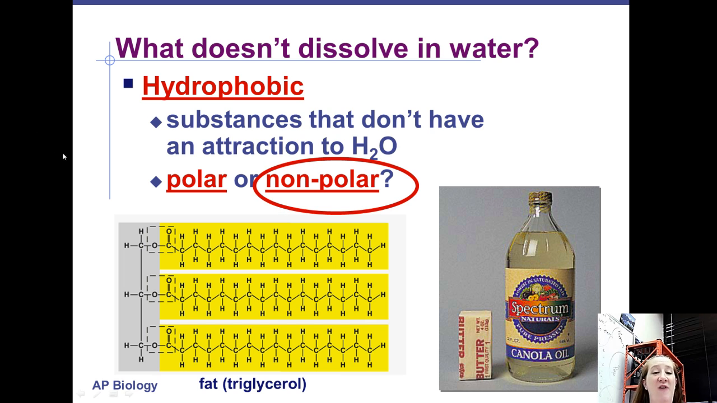Very good. So that's why fat does not dissolve in water. The reason for that is because of these huge, long hydrocarbon chains. Remember, in order for a molecule to be polar, the electrons have to be shared unevenly between the atoms. Well, carbon and hydrogen have a very similar attraction to electrons. Carbon and hydrogen share electrons very, very evenly, which makes them nonpolar. So you've got these huge, long, nonpolar portions of this molecule, so it can't dissolve in water. And that's why oil floats on top of water.